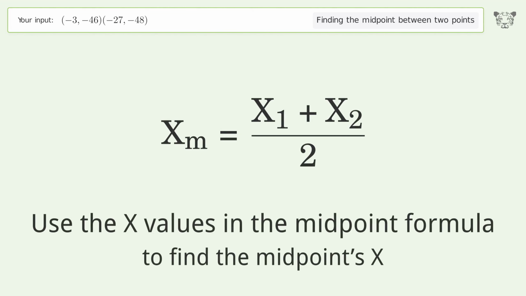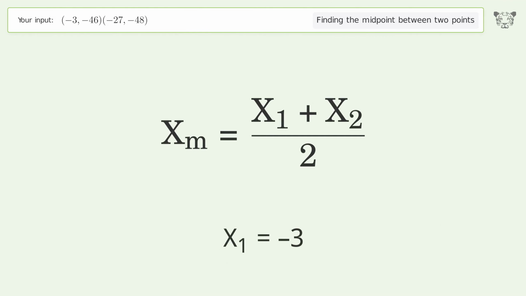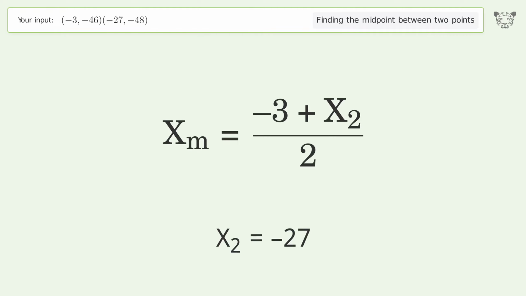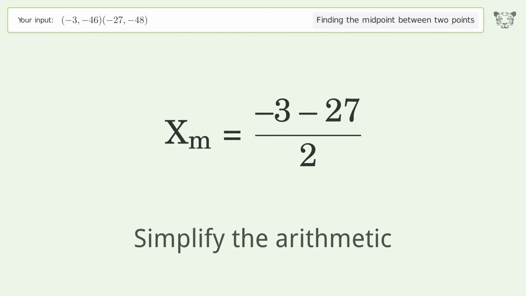Use the x values in the midpoint formula to find the midpoint's x. x1 equals -3. x2 equals -27. Simplify the arithmetic.